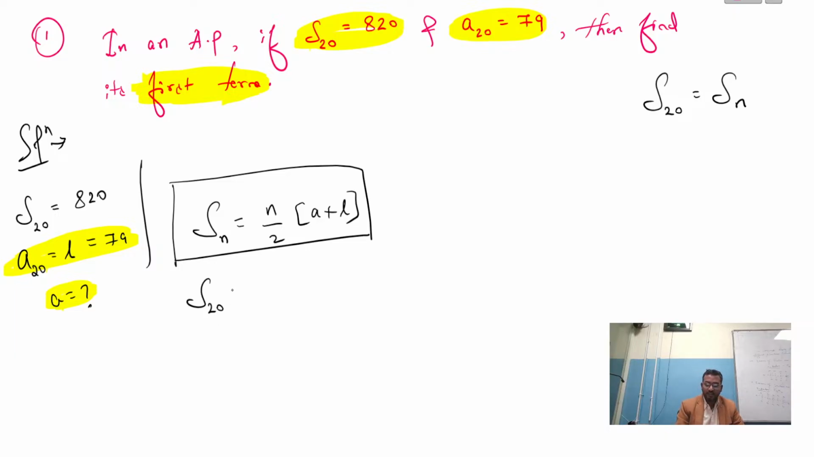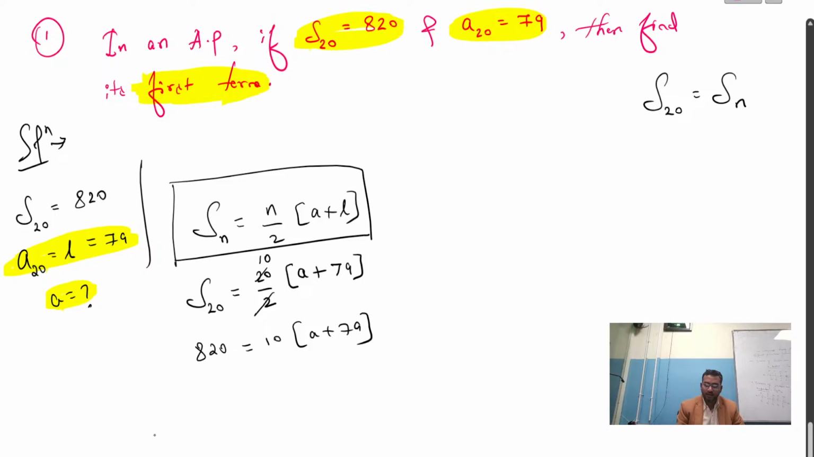Now Sn is nothing but S20, so the value of n here is 20. 20 by 2 into a, the first term, whose value we don't know, so let me keep a as it is, plus l. The value of l is 79, the last term. Then 2 ones are 2, 2 tens are 20. The value of S20 here is 820. So 820 is equal to 10 into (a plus 79).